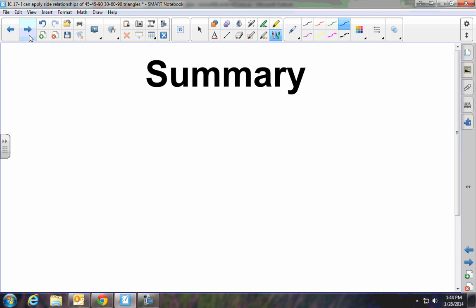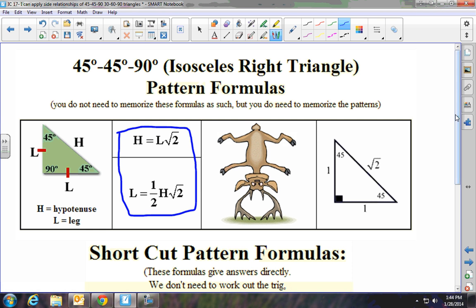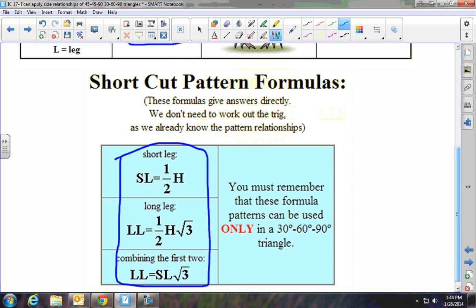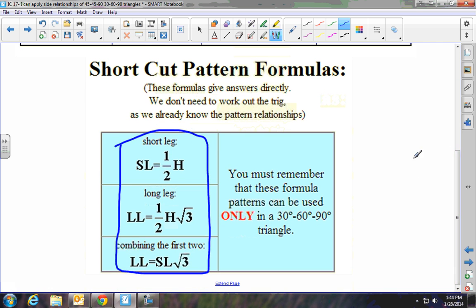Okay, so let's sum up. In order to do 45, 45, 90s, radical 2, either times or divide. And in order to do 30, 60, 90 triangles, you're going to use 2 or radical 3, and you're either going to times or divide. It's really simple. All right.